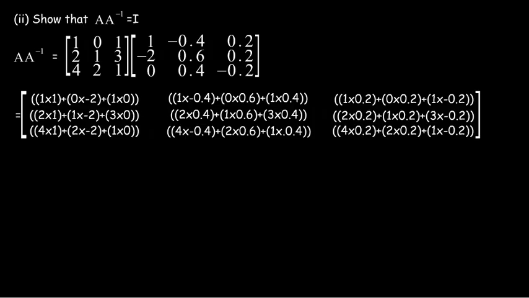Simplifying all our brackets, we get the matrix 1 0 0, 0 1 0, 0 0 1, which is our identity matrix for a 3 by 3 square matrix.